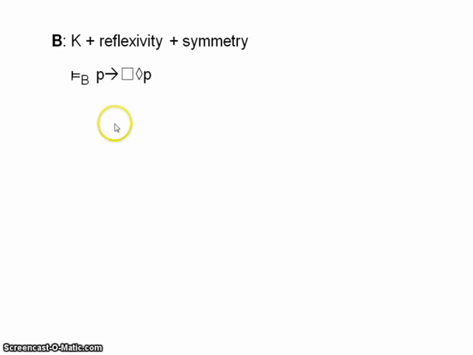So two videos ago we saw this argument: if P then necessarily possibly P, and I want to look at it again using our original tree method. So we're in system B here, which means our accessibility relation is reflexive and symmetric.